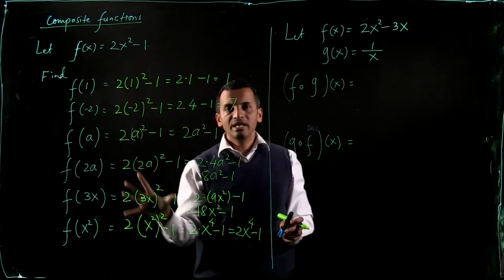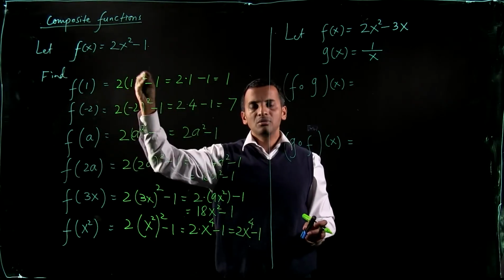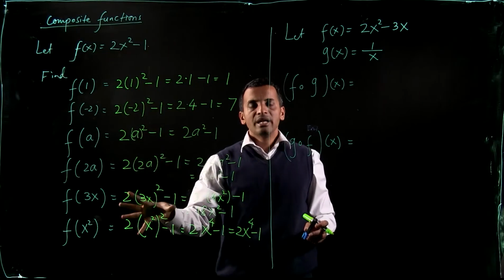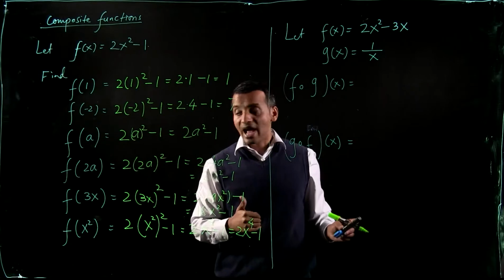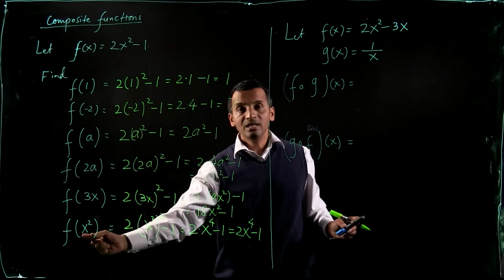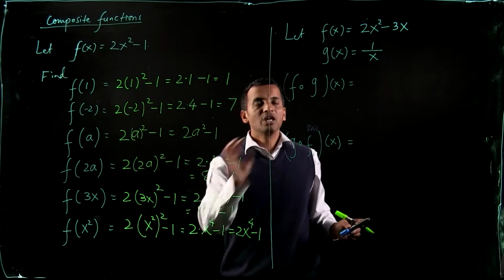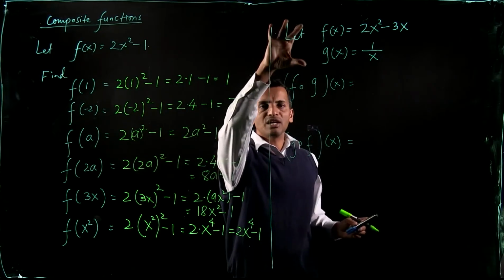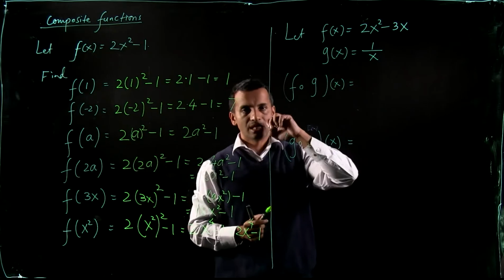So this is what we did in the past: finding the function at a particular value of x. Now, if the particular value of x is itself a function of x, like these, then how do we handle that? We just replace that x by x squared. Similarly, we will take another example and define the composition of two functions from this example.